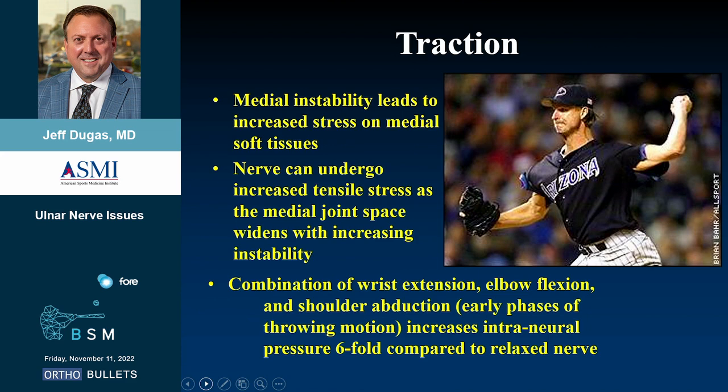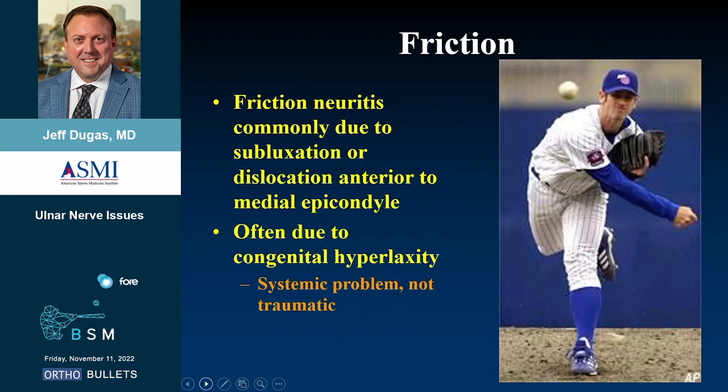So the combination of wrist extension, elbow flexion, and shoulder abduction, i.e. the early phases of throwing, increases intraneural pressure sixfold compared to the relaxed nerve. So you do see an increase in intraneural pressure every time a person puts their arm in this position. Friction neuritis, commonly due to subluxation or dislocation, as we've seen, can often be due to congenital hyperlaxity. But as Chris showed, you've got to know where the nerve is. Sometimes these things are not where you think they're going to be. There are even some anomalous nerves where there are branches and things that you're just not expecting.